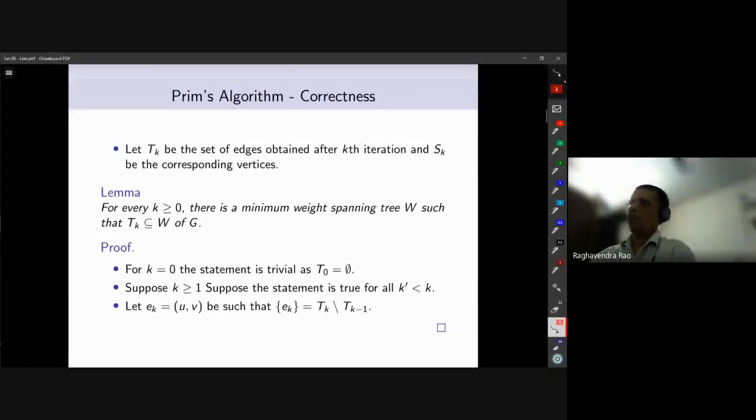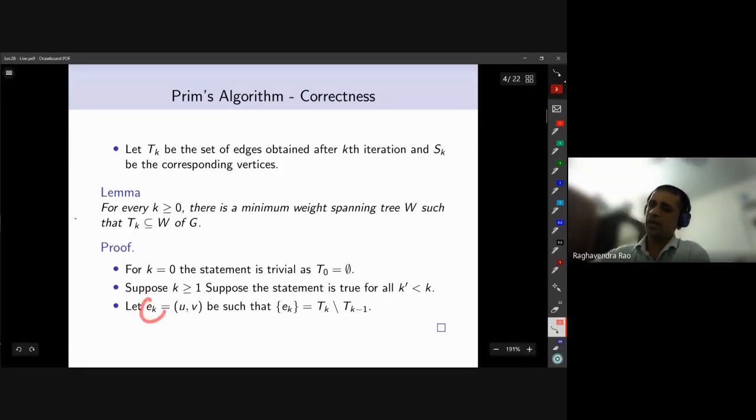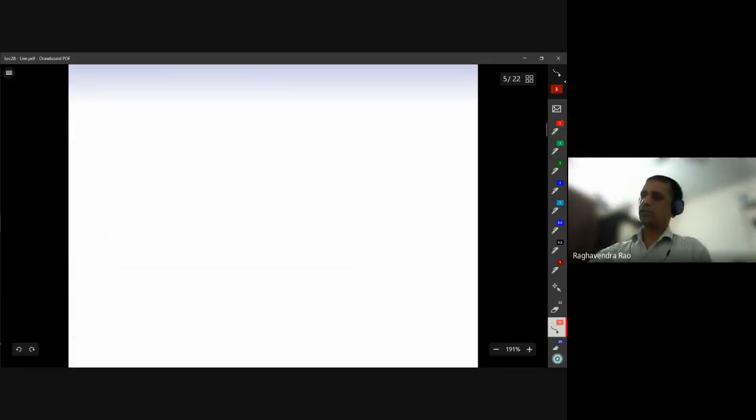Now we are going to focus on the transition from Tk-1 to Tk. We are looking at the edge that is going to be added at the kth iteration of Prim's algorithm. Let's call it ek, with endpoints u and v. The difference between Tk and Tk-1 is exactly ek. So our analysis is going to depend on how ek behaves with the rest of the tree or the rest of the graph. Let's have a picture in our mind.